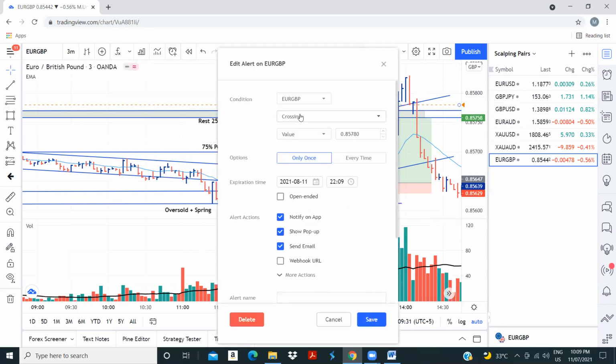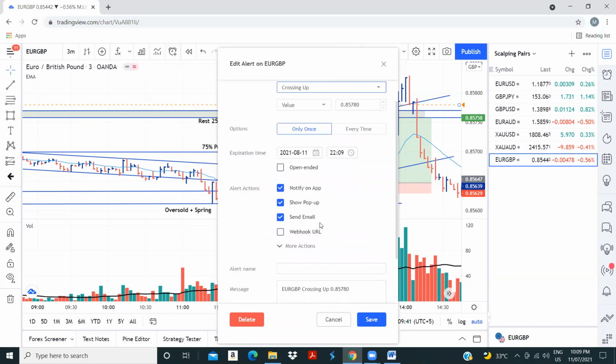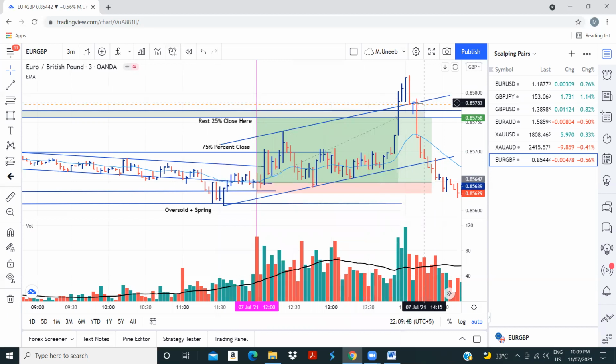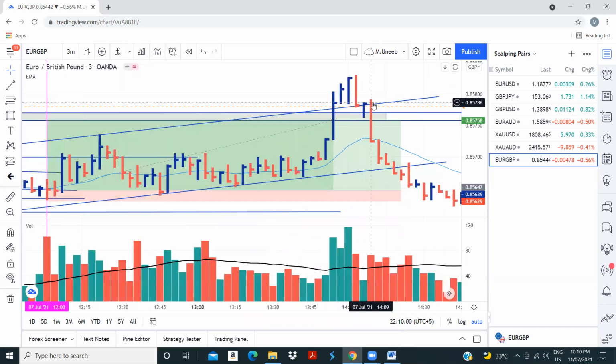After editing the alert, you can choose crossing up. You can use crossing up only once. You can select the time as well, everything. And then once your market crosses this level, you will be alerted, and then you can enter. You will be ready to enter another position. So yeah, this is the technique which you can use for another second trade.